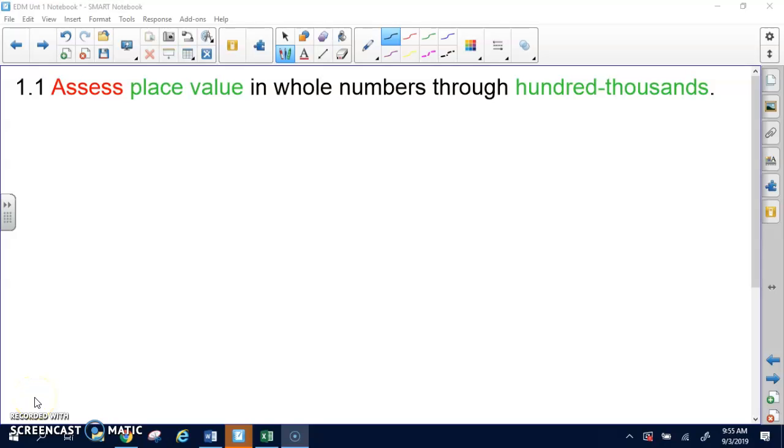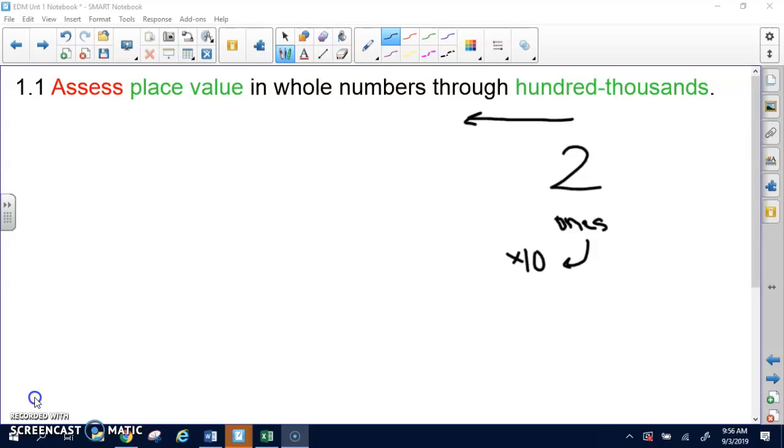This is 1.1. We're going to be assessing place value in whole numbers through hundred thousands today. There's a really easy way for me to understand place value. The first number, okay, that's in the ones place value. As we move in this direction, it's going to multiply by 10. So remember that when you're moving in this direction, you're multiplying by 10.